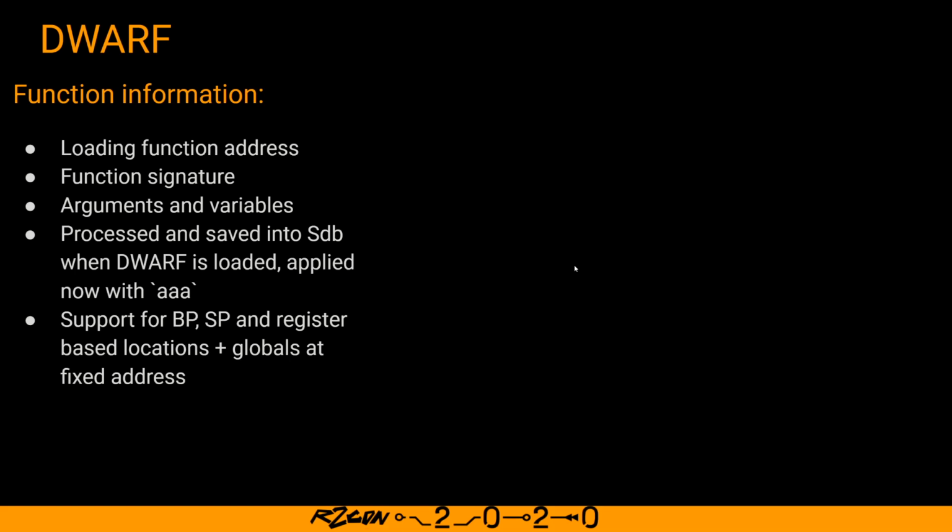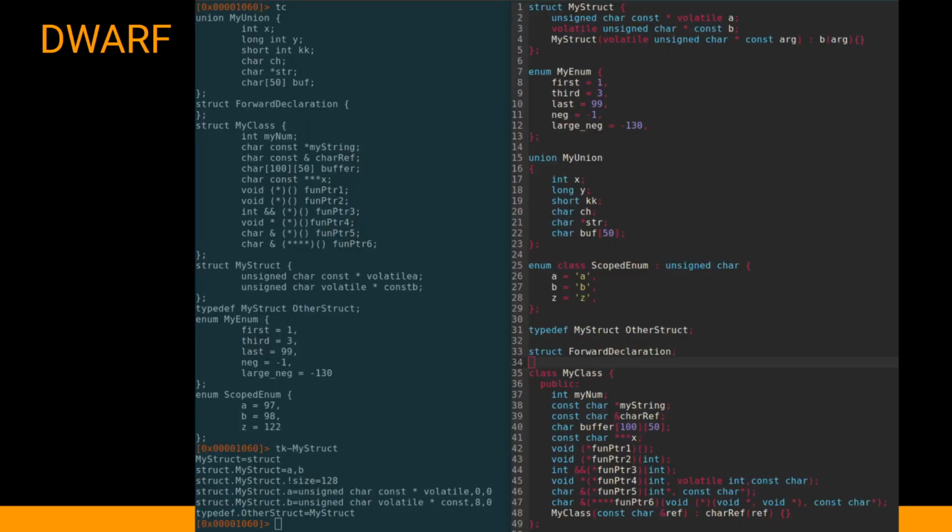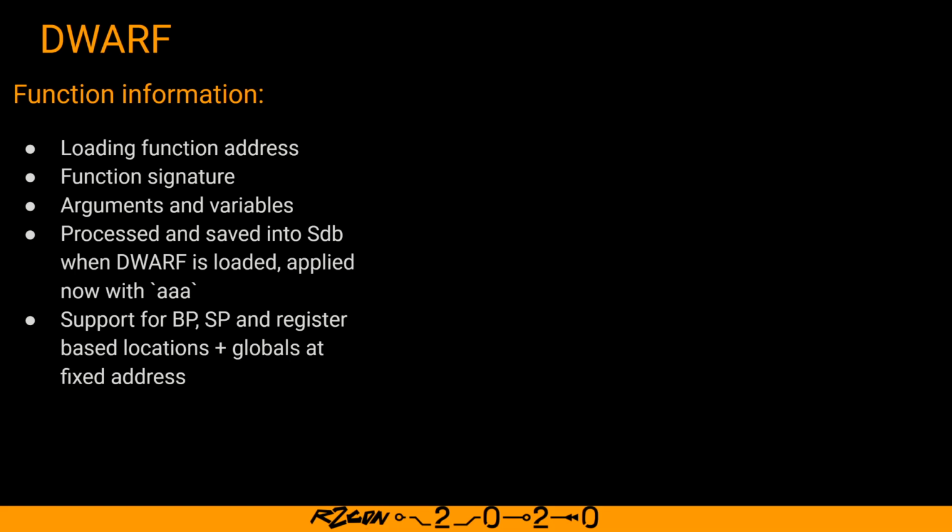After the types, that was all for the types. Now let's go to the function information. Another thing, I've also added integration of the function information. So we can load a function address, function signature, and get the variable and argument information with their location.